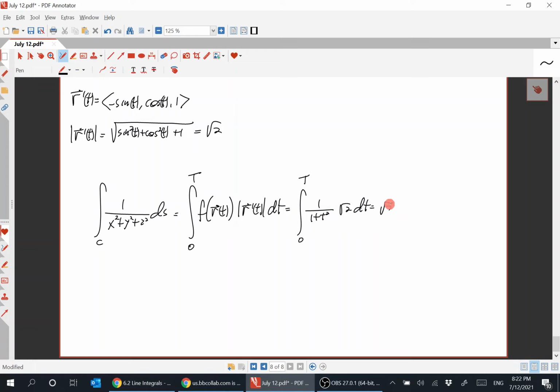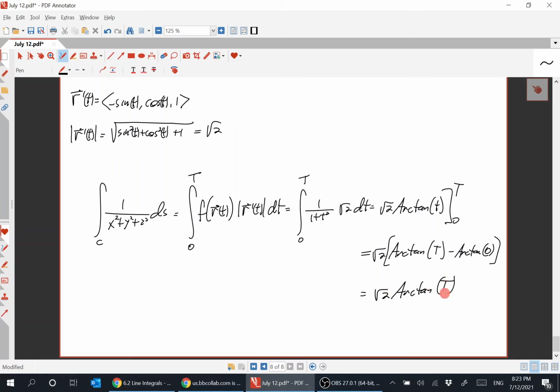Antiderivative here, of course, is arctangent of t from 0 to capital T. Well, that's interesting. So it's arctangent of capital T minus arctan of 0, but arctangent of 0 is 0, so it's root 2 arctangent of capital T. So whatever your value of arctangent is supposed to be, that's what the line integral is. And of course, that's a bounded thing. The arctangent's upper bound is pi over 2.